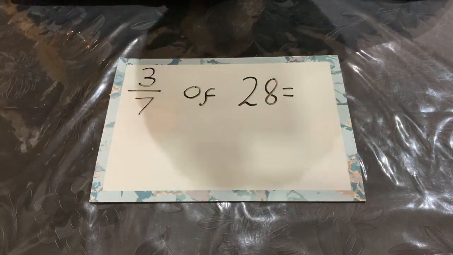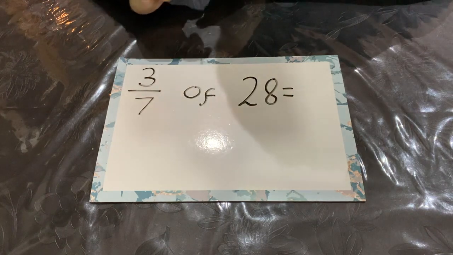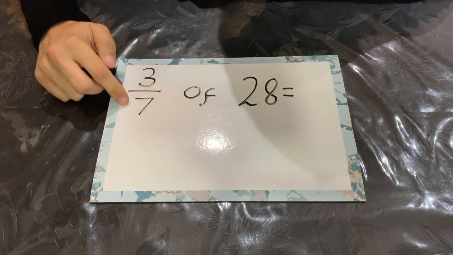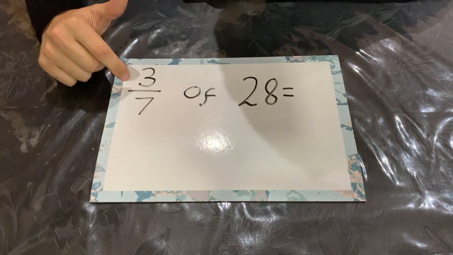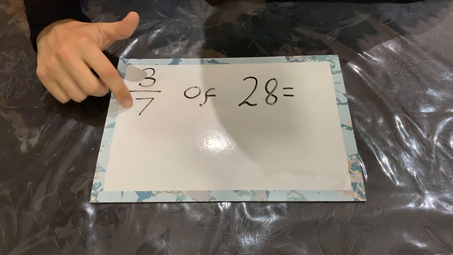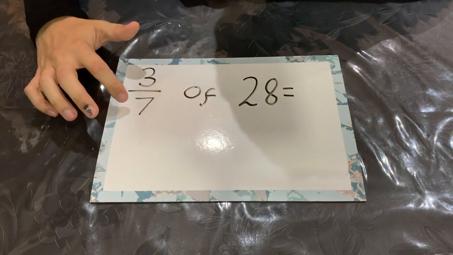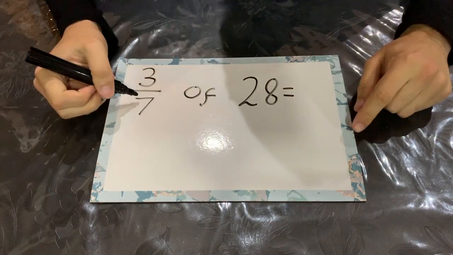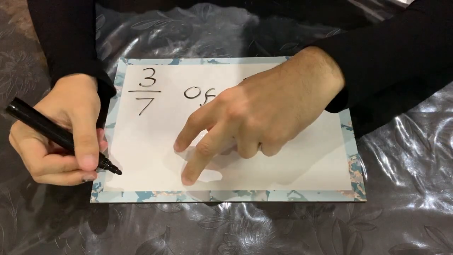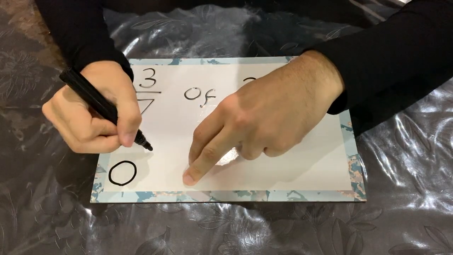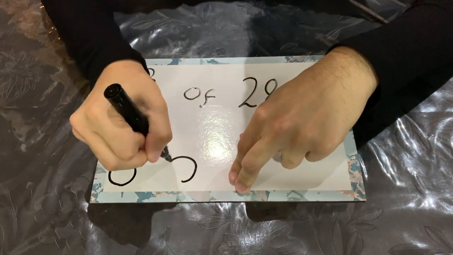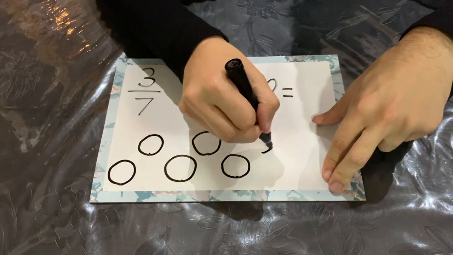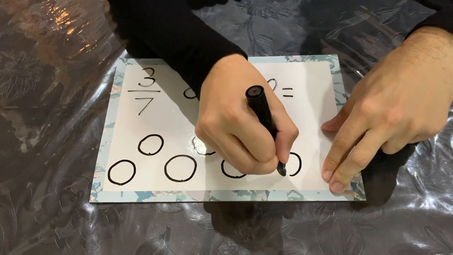Okay, now we're going to move on to another non-unit fraction. So my fraction is 3/7. My numerator is 3 and my denominator is 7. My denominator is how many groups I need to share my number into. So the first thing I need to do is draw 7 circles. So I've got 1, 2, 3, 4, 5, 6, 7.